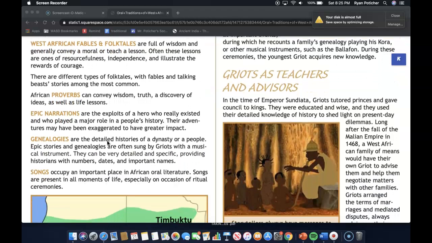West African fables and folk tales are full of wisdom and generally convey a moral to teach a lesson. Often these lessons are ones of resourcefulness, independence, and illustrate the rewards of courage. There are different types of folk tales, with fables and talking beast stories being the most common. African proverbs can convey wisdom, truth, a discovery of ideas, as well as life lessons.